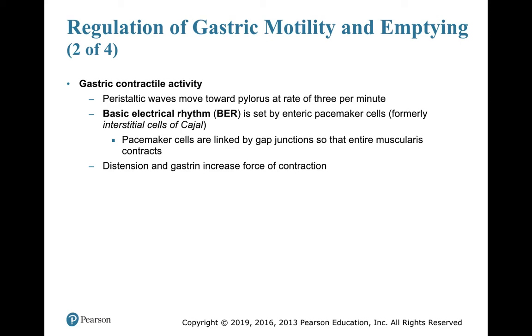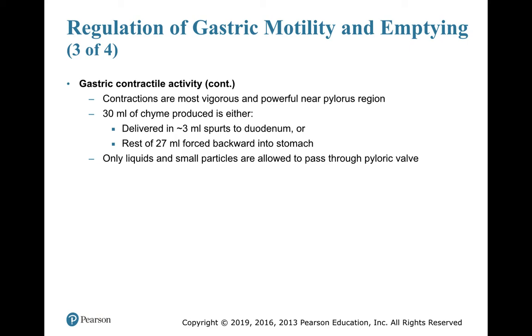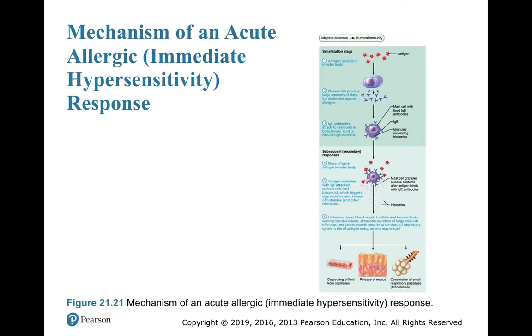Distension and gastrin will increase the force of contraction. Contractions are most vigorous and powerful near the pyloric region, and that pushes about 3 milliliters of chyme at a time in spurts into the duodenum, while the other 27 milliliters is moved back into the stomach. So the only things that get into the duodenum are liquids and very small particles, and they get there through the pyloric valve.